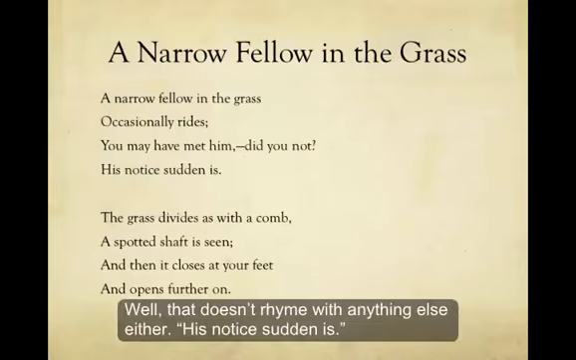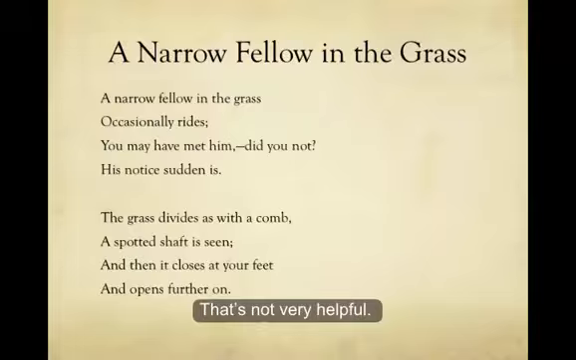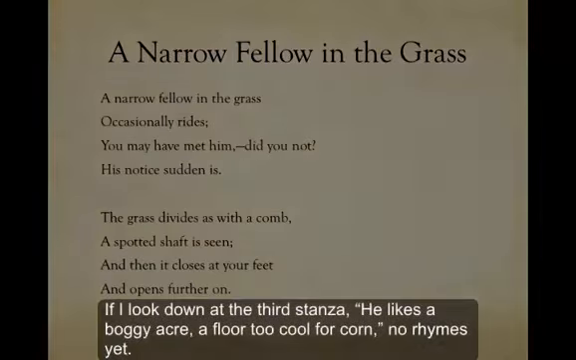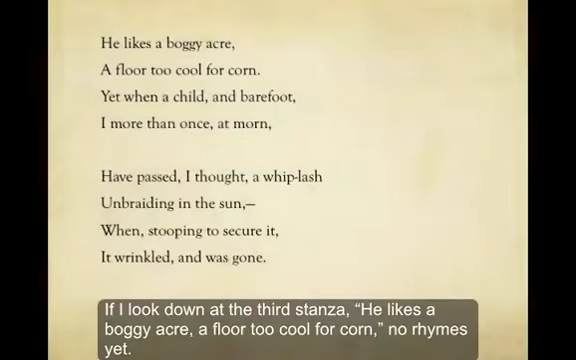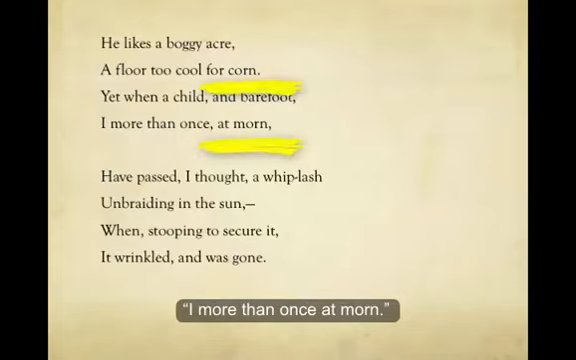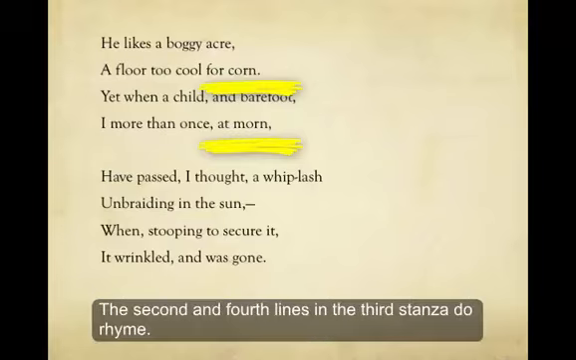His note is sudden. Well, that's not quite like rides. That's a long I, and that's a short I. That's not very helpful. Maybe this poem doesn't have any rhyme at all. If I look down at the 3rd stanza, he likes a boggy acre, a floor too cool for corn, no rhymes yet. Yet when a child and barefoot, still no rhymes, I more than once at morn. Oh, finally! The 2nd and 4th lines in the 3rd stanza do rhyme.